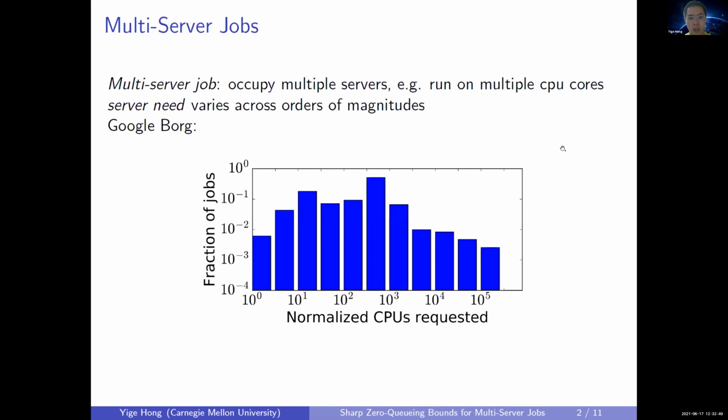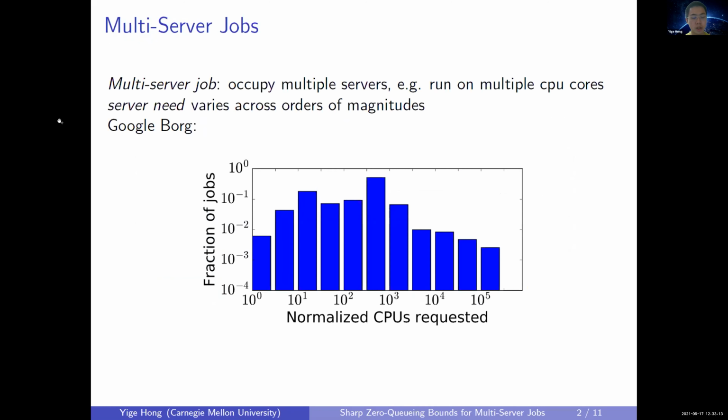What I consider in my work is a special type of job called multi-server jobs. A multi-server job is a type of job that occupies multiple servers during its service, in contrast to traditional queuing models where one job only fits one server. Examples of multi-server jobs can be computer programs that run on multiple CPU cores.